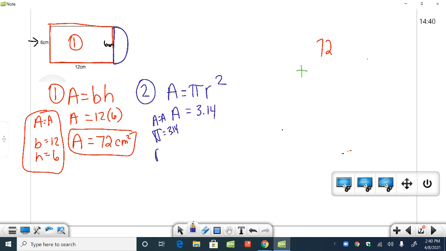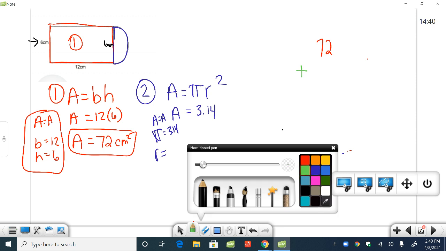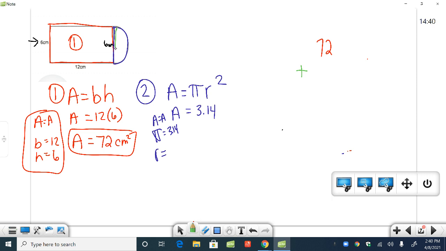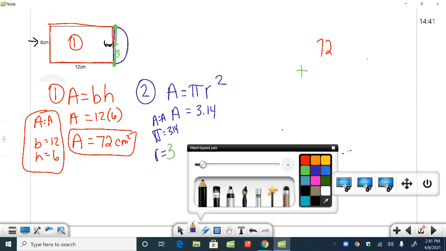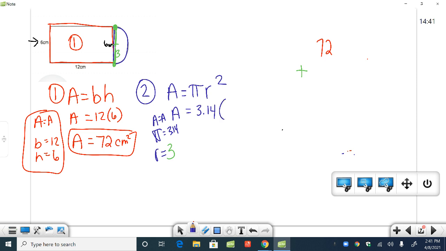And we know what the radius is. So the radius, just like we did a while ago, this line right here is your diameter of that half circle, and half of that is going to be 3. So your radius is 3. So let's plug in the information we know.